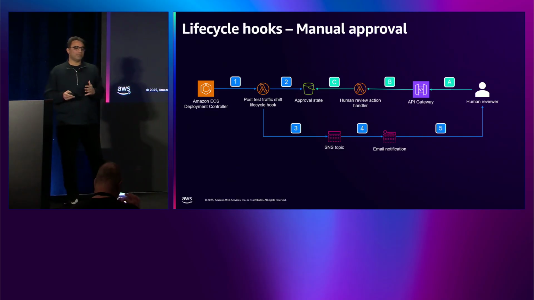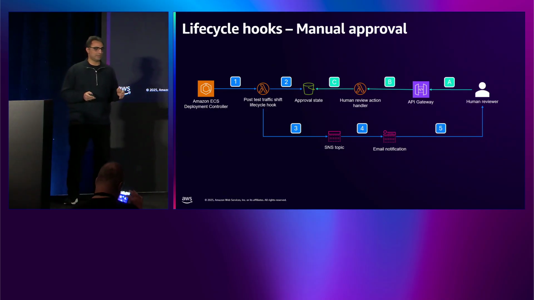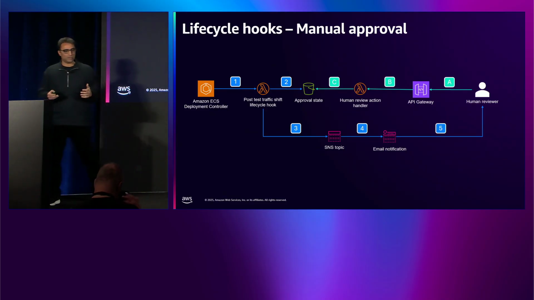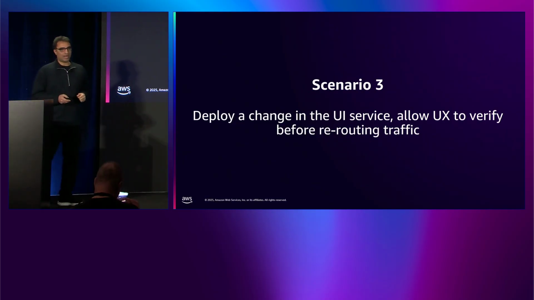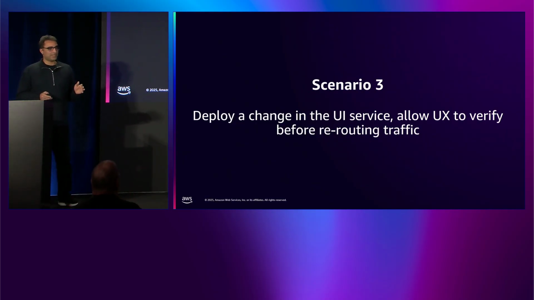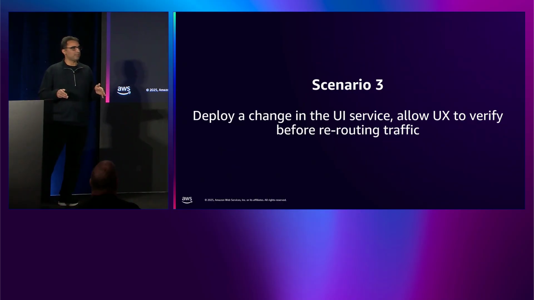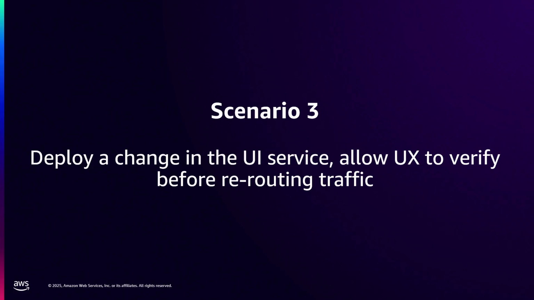And then the next time the lifecycle hook is invoked, it will check the status, it will find it approved, it will return success. That is one of the use cases for the lifecycle hooks. Let's see how this would work in action. In this case, again, we'll do a change in the UI service, but this time we want to stop the deployment process at the post-test traffic shift so we can do some manual verifications.